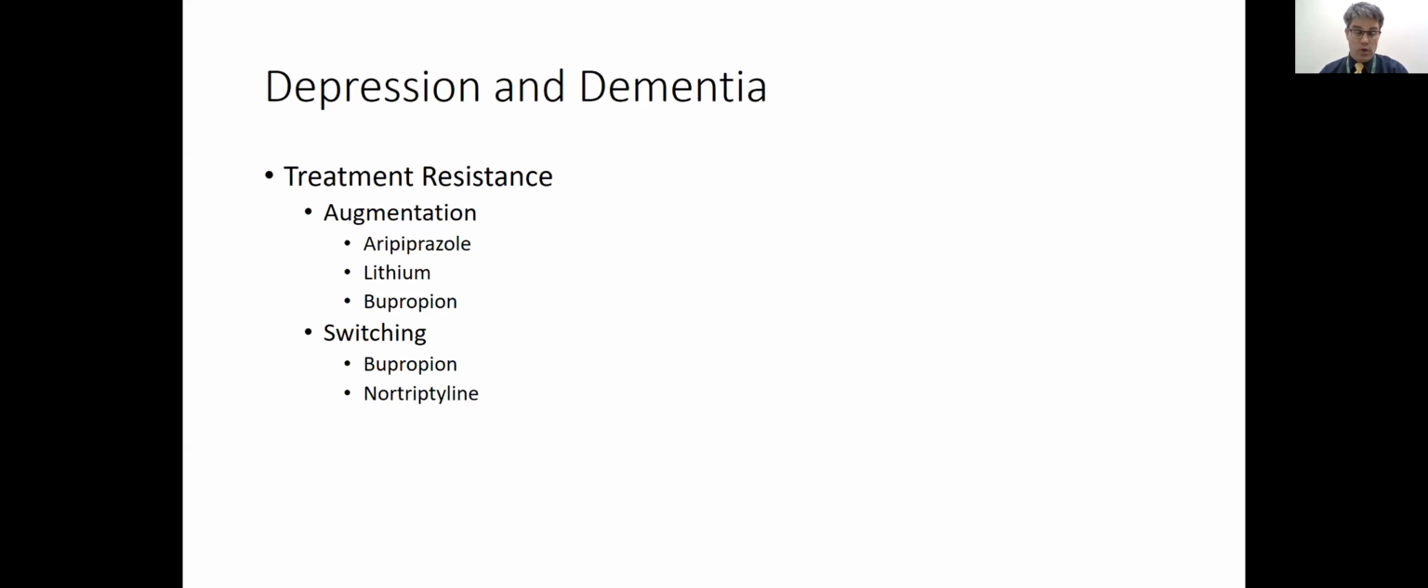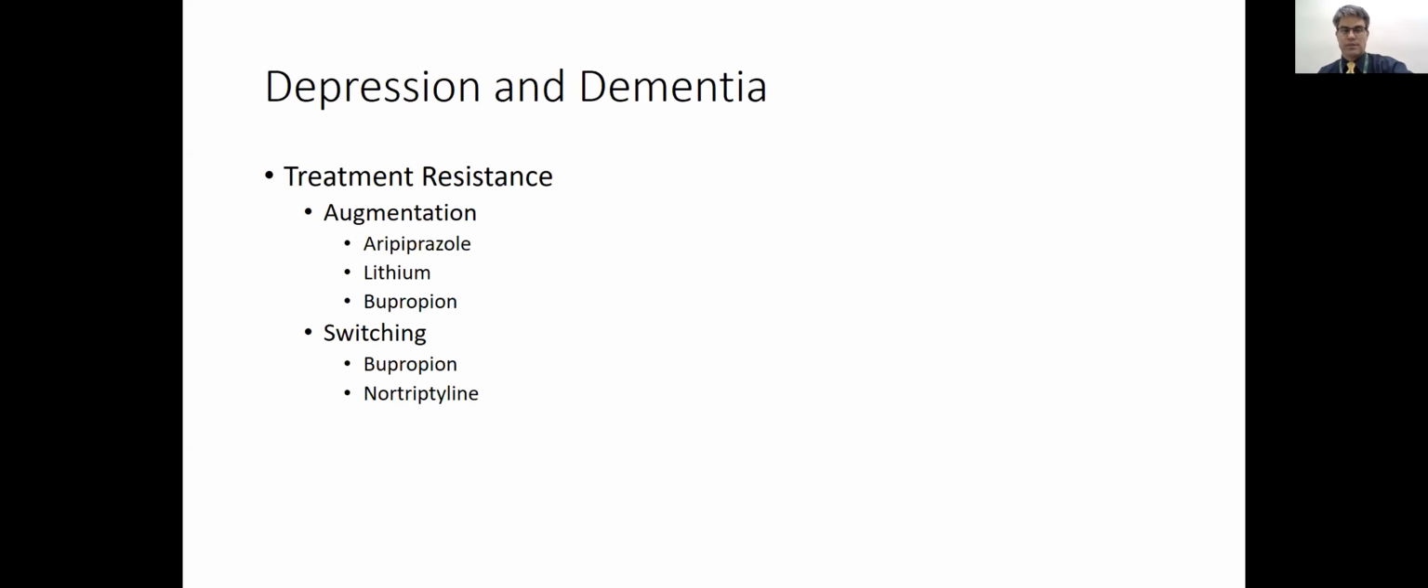They wanted to enroll about 1,200 patients. They were only able to enroll about 619 patients. 248 of them moved on to step 2. So initially they did an augmentation, and then they switched to the switching group, or the step 2.